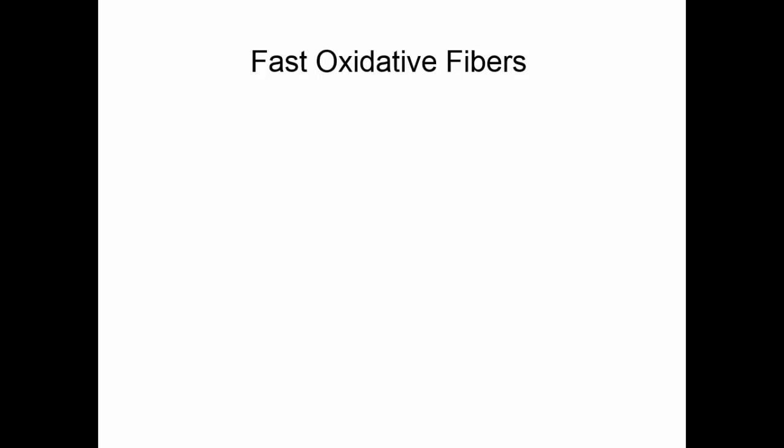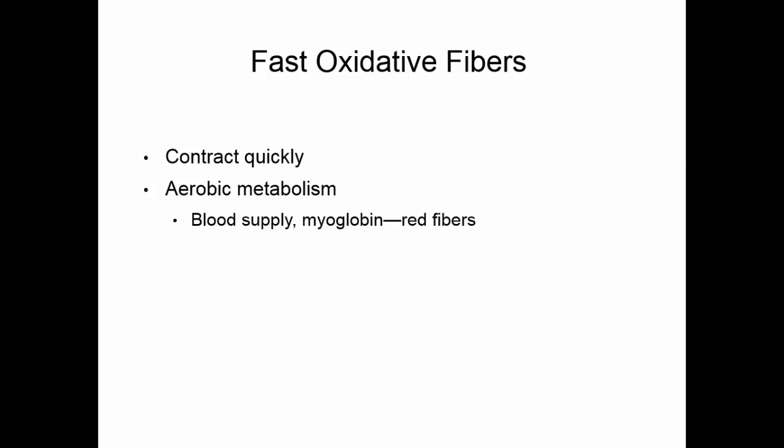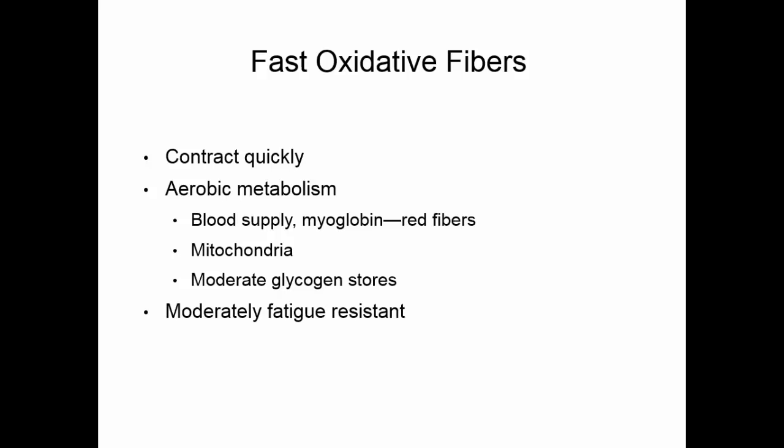The fast oxidative fibers contract very, very quickly. They also rely on aerobic metabolism, so they have a good blood supply and they have lots of myoglobin. They're classified as red fibers. They have a high number of mitochondria, and they have a moderate level of glycogen storage. We do have some stored glucose in the cell. They're moderately fatigue resistant. They have intermediate power. These are the muscles you use in walking or sprinting or those kinds of activities.